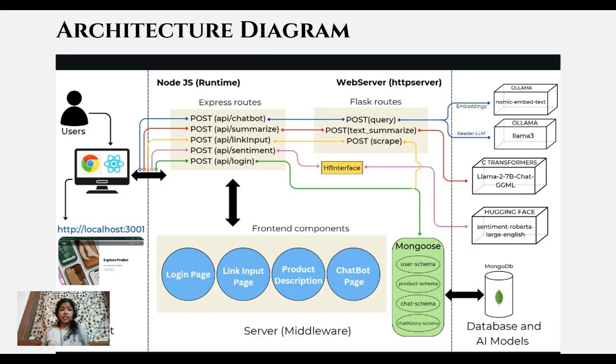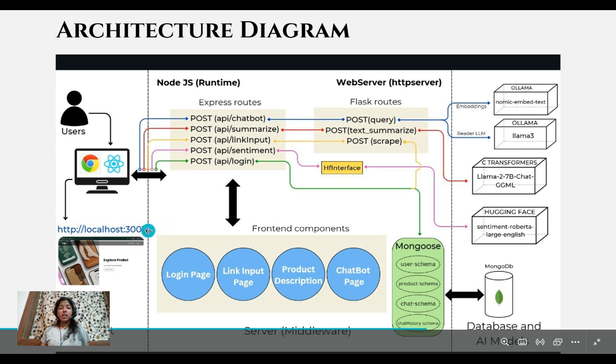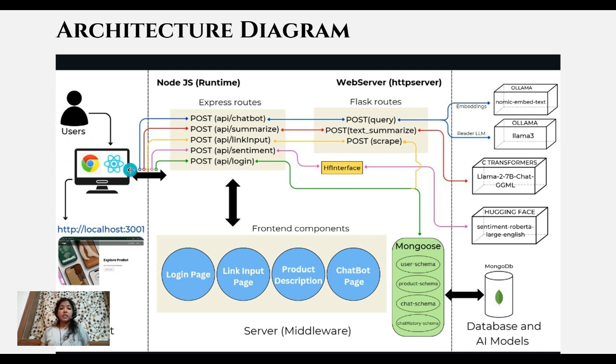Coming to the architecture diagram, it is divided into three parts: the front end, that is the client part, the server part, and the database and AI models. Here, the user interacts with the UI page with the help of React.js. We are developing that page. It is running on localhost 3001, and Node.js is in the middle server part. It is divided into two parts: Node.js and the web server part.